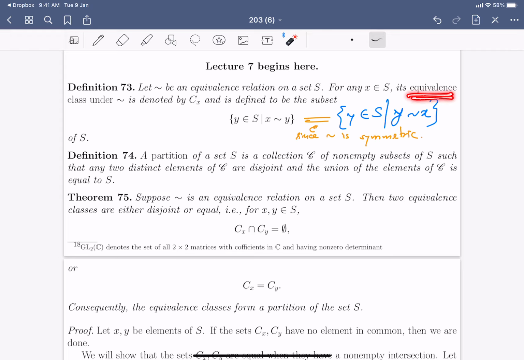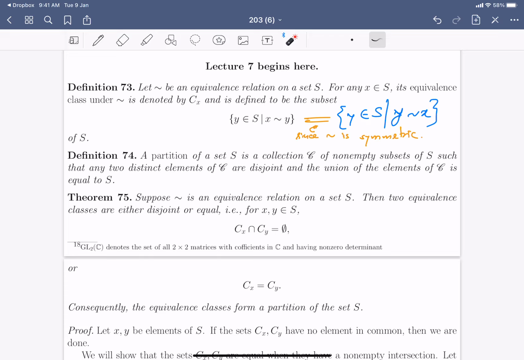So the equivalence class of an element x, of course under some given equivalence relation, is the collection of all elements y to which x is related. Or the other way around: the collection of all the elements to which x is related.